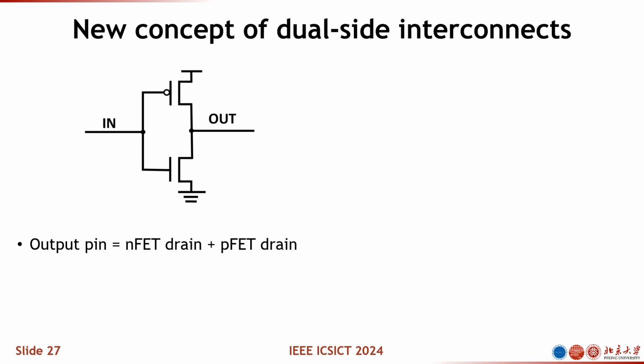Here shows a circuit diagram of the inverter. You have an in and you have an out, and in a standard planar integrated transistor technology, all of the input and output signals are placed on the wafer front side. And the output pins are the drain of the NFET and PFET. But for the FFET, since you have two layers of transistors and you have two layers of interconnects on both wafer front side and wafer back side, this will enable a totally different cell design concept or cell interconnect concept.